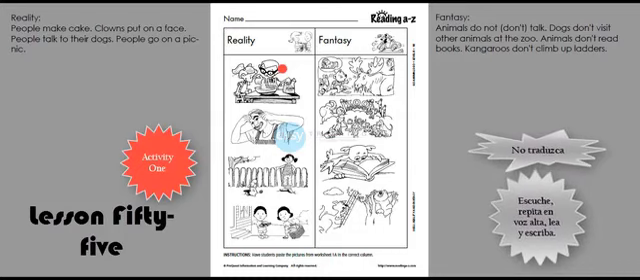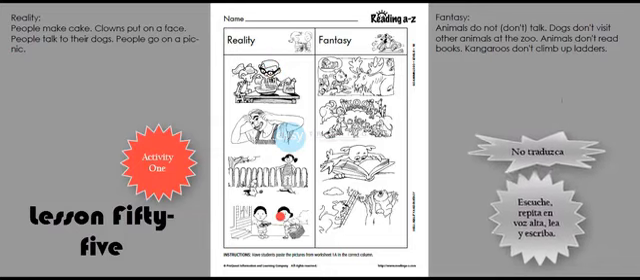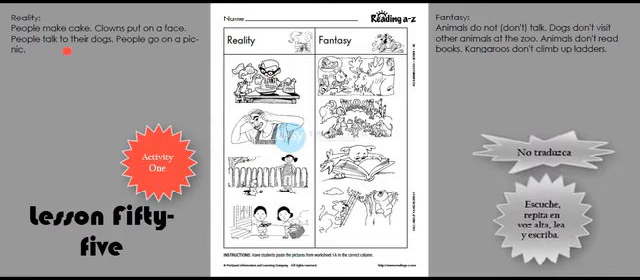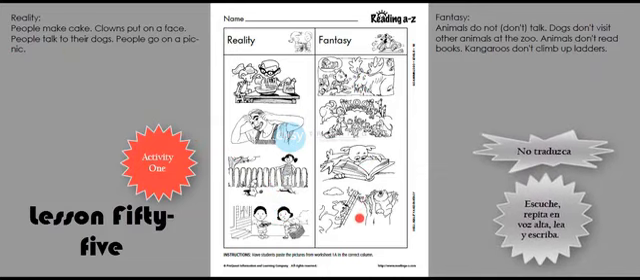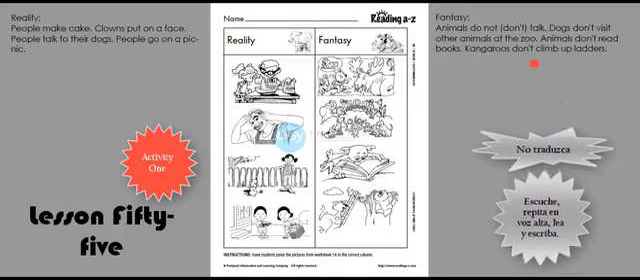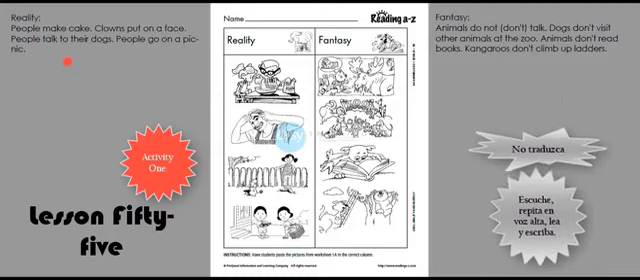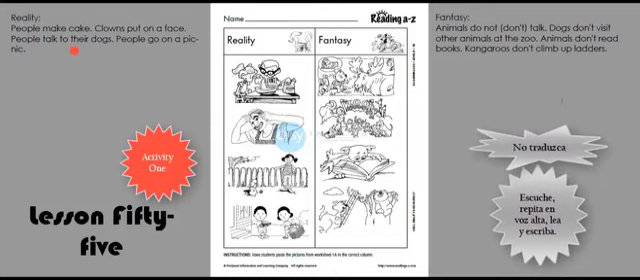Notemos que los enunciados que corresponden al reality son afirmativos y cada enunciado para las situaciones que son fantasy es negativo. Leamos cada enunciado. People make cake. Clowns put on a face. People talk to their dogs. People go on a picnic.